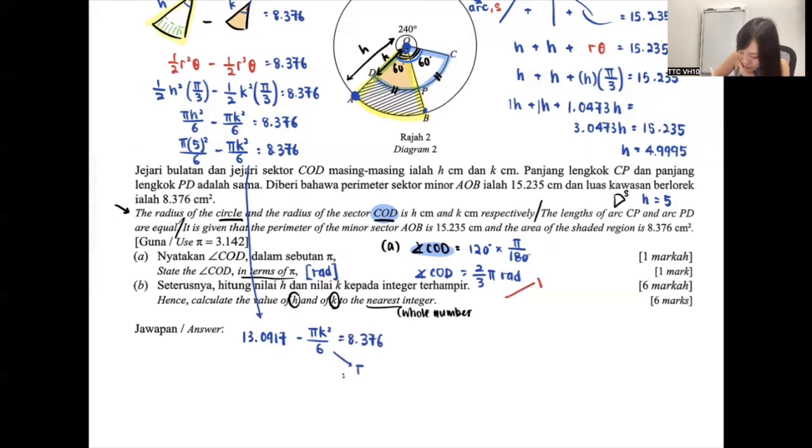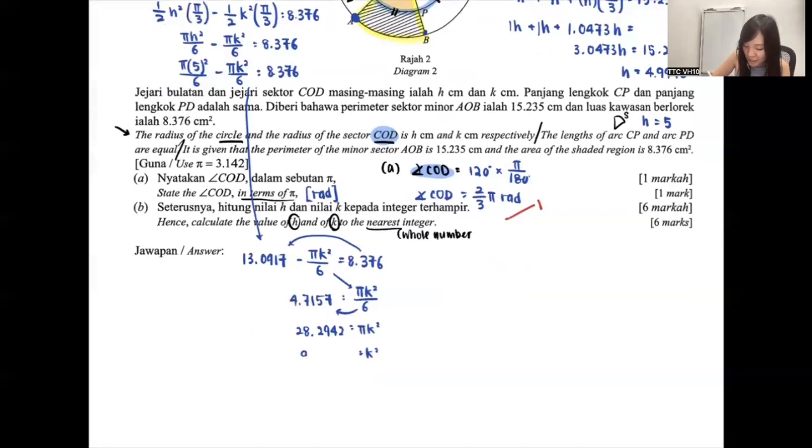So minus, I move it over, plus. I like it become positive. Then this one, I might move it over, become minus. So 13.0917 minus 8.376, I guess getting 4.7157. So divide by 6, move it up, times 6: 28.2942. Then times 5, move it over, divide by pi. Don't press the calculator pi, or press 3.142. I guess getting 9.0052. So k squared, move it over, square root.